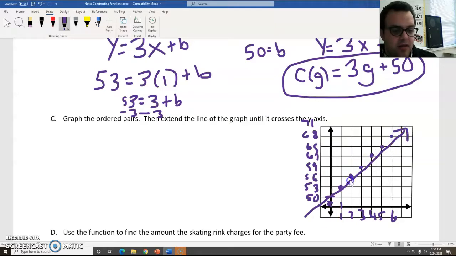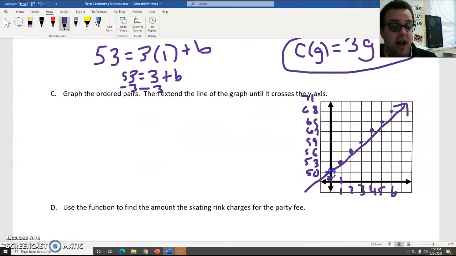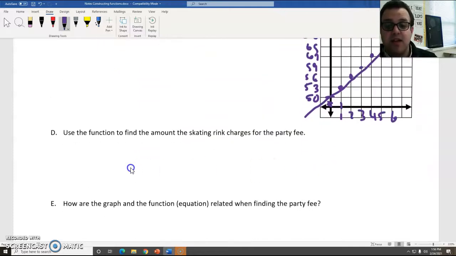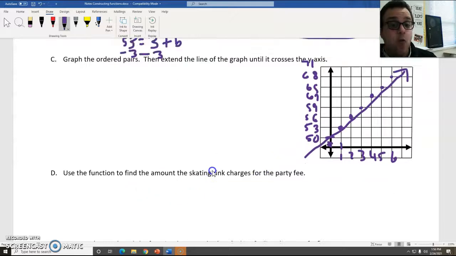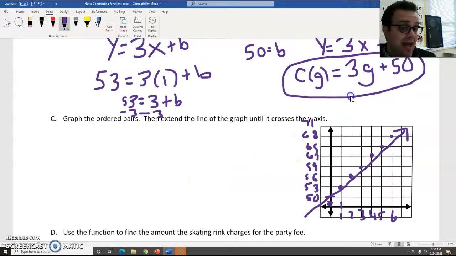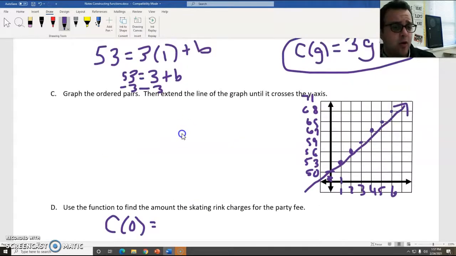Sorry, my line's not perfectly straight, but we can see we're hitting 50 as our y-intercept, which makes sense. Look at the equation we came up with. The y-intercept was 50. The graph touches at 50. It then says, use the function to find the amount the skating rink charges for the party fee. So that would be, when you have no guests, what do they charge us up front? What's the cost of that party fee? So I'm going to plug 0 into my function in order to figure that out.